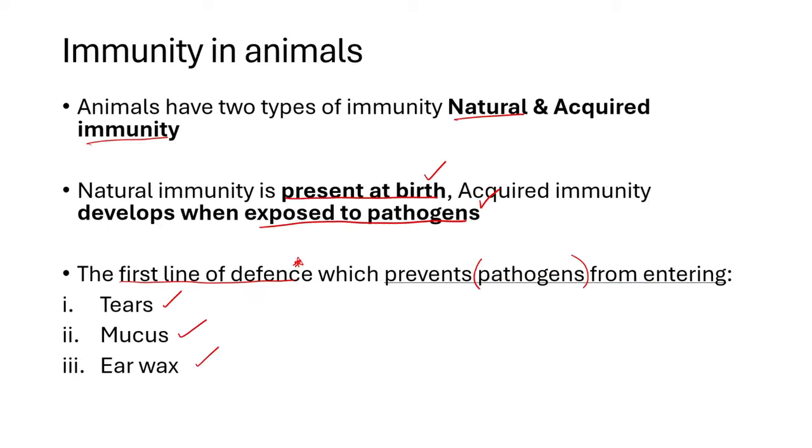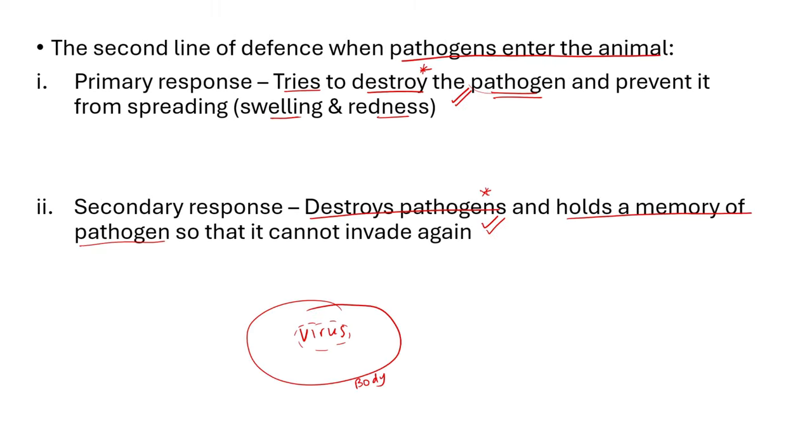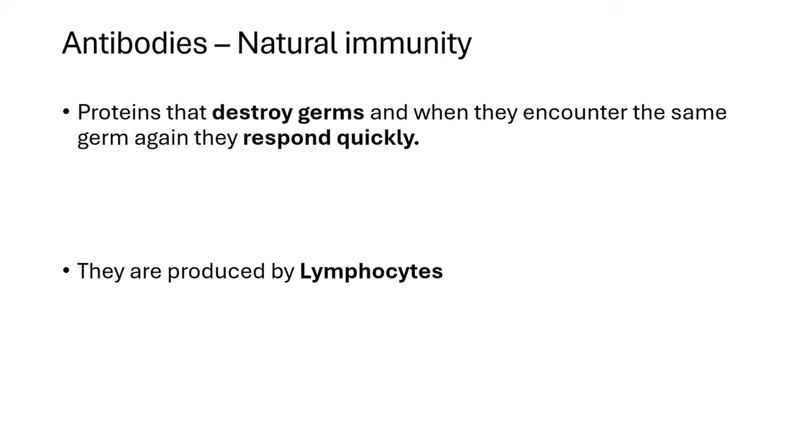So now let us look at the antibodies. The antibodies are part of the natural immunity. Remember, we said that the secondary response destroys pathogens. Now we want to know, how do they destroy pathogens? To destroy a pathogen, there are certain proteins known as antibodies. So antibodies are just proteins. These are proteins, and those proteins destroy germs. Okay? They destroy germs. And when they encounter the same germ again, they respond quickly.